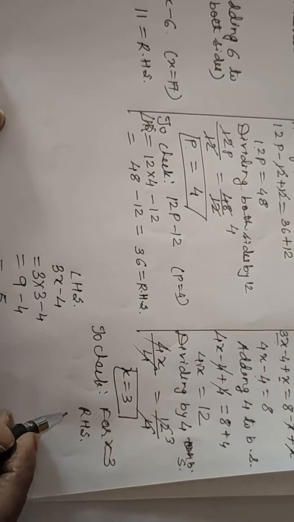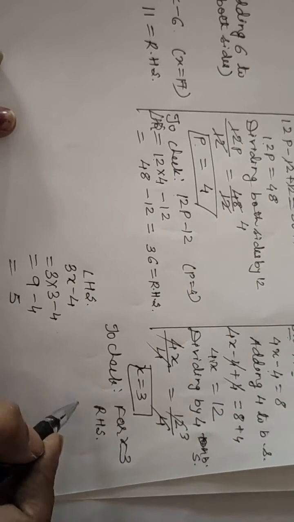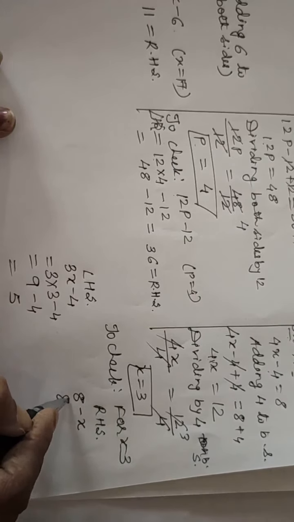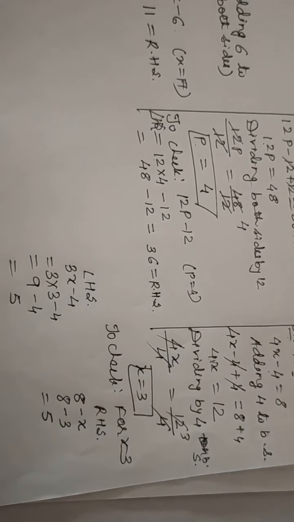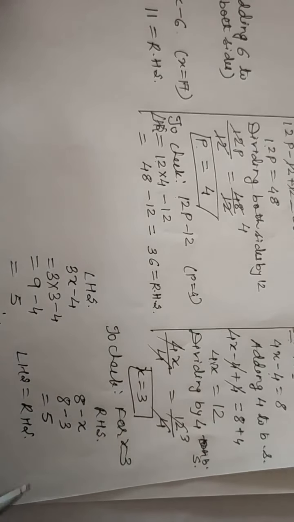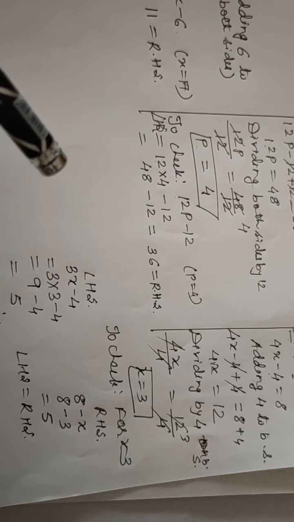Now your right hand side, what was your right hand side in the equation? It was 8 minus x. So put x equal to 3 here, 8 minus 3 is equal to 5. Okay, so what you have observed is that LHS is equal to RHS. Both the hands are equal. Therefore, we can say that x equals 3 is the solution of the given equation. Okay, so now let's move to the next example.